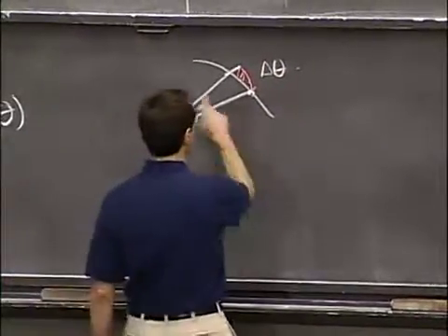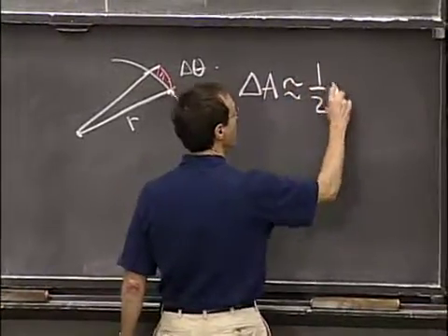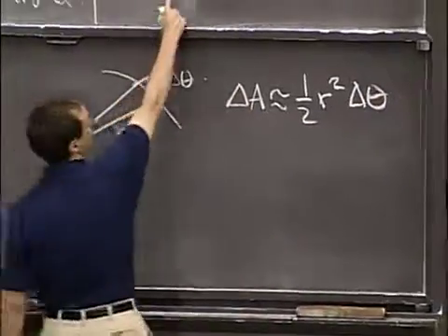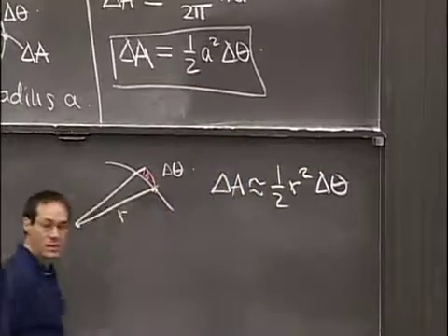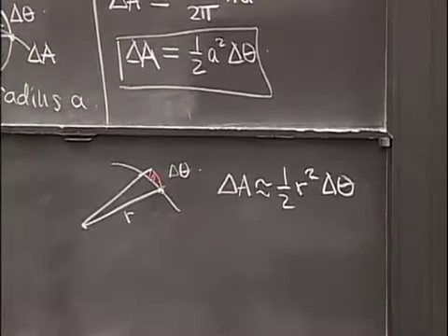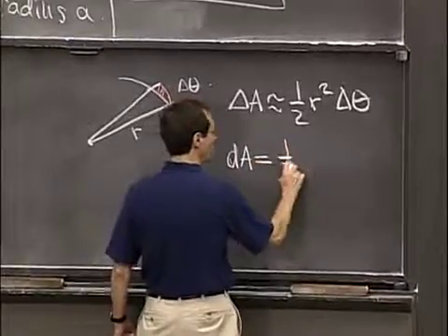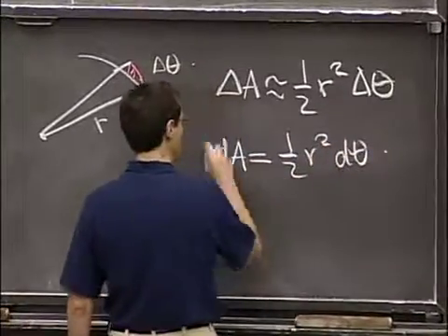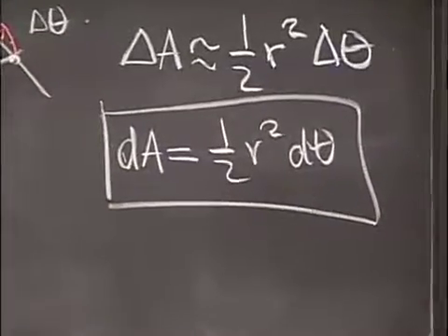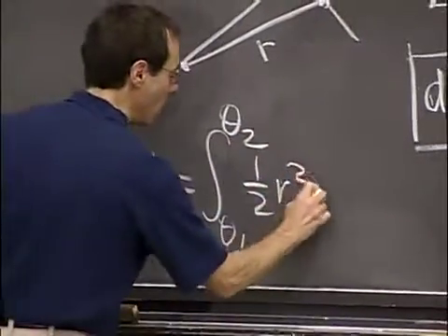And so in the approximate case, delta A is approximately 1/2 r squared delta theta, which is practically the same thing we had here, except that r is replacing the constant. And it's approximately true because r is varying. And then in the limit, we have the exact formula for the differential, which is this one. So this is the main formula for area. And the total area is going to be the integral from some starting place to some end place of 1/2 r squared d theta.